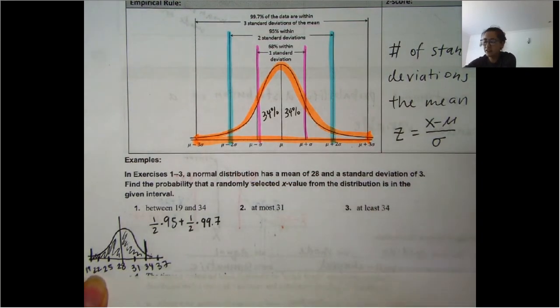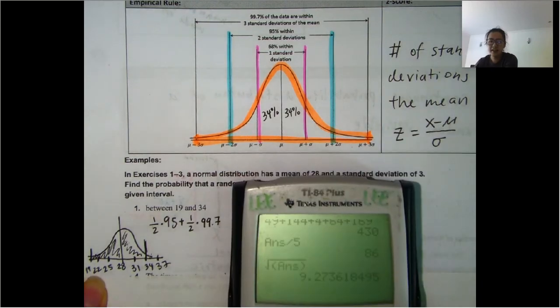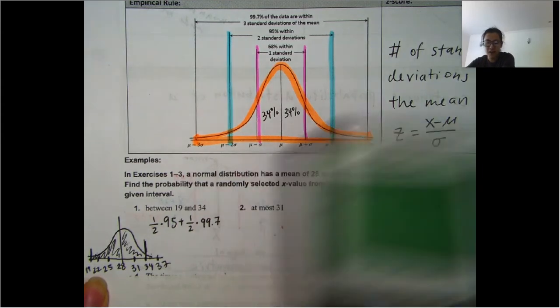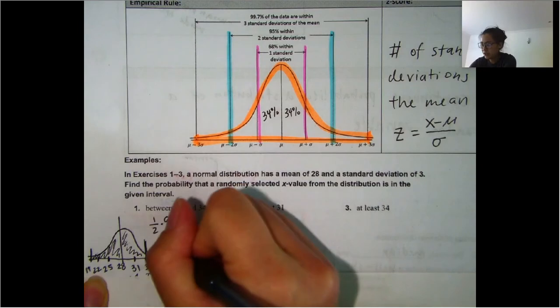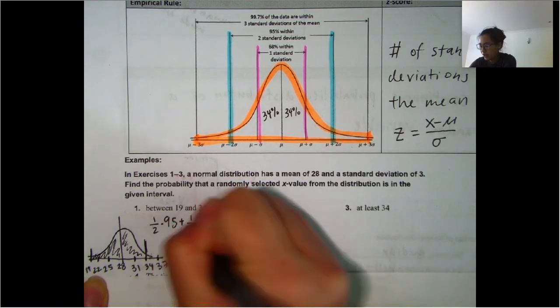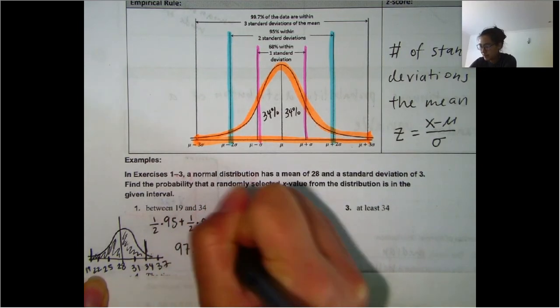You can just use a calculator for this, no need to do this arithmetic by hand. So 0.5 times 95 plus 0.5 times 99.7. And of course, these are percentages, so whatever you get, you want to write as a percentage. 97.35% is what you would get for that.